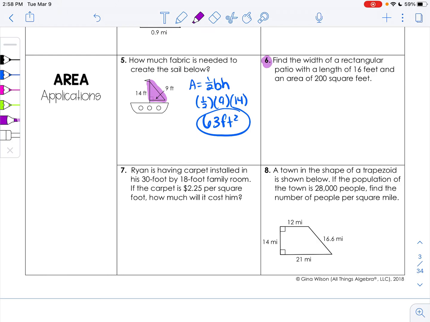Go ahead and highlight numbers 6, 7, and 8. And remember, for 6 and 7, make sure you're drawing a picture. Number 8 already has a picture for you. Make sure you're reading and interpreting the problem and what type of picture you need. Be careful with number 7. Number 7 is going to be a 2-part problem. Once you find the area, then you need to use the area to answer the question.